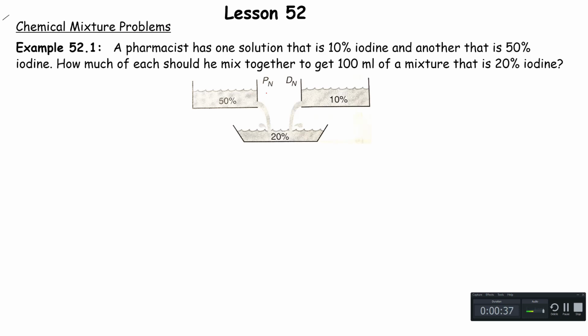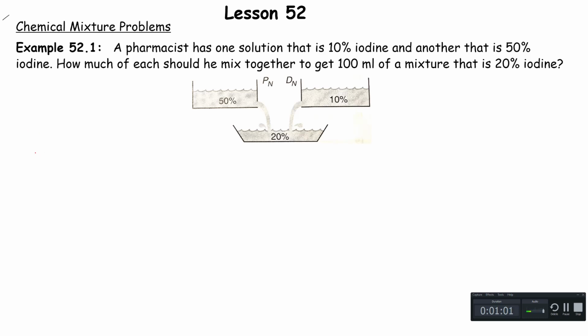First of all, you can see the picture here. We have two containers, one with a 50% iodine solution in it, one with a 10% iodine solution in it, and each one is having some amount poured into another container to create a 20% iodine solution.